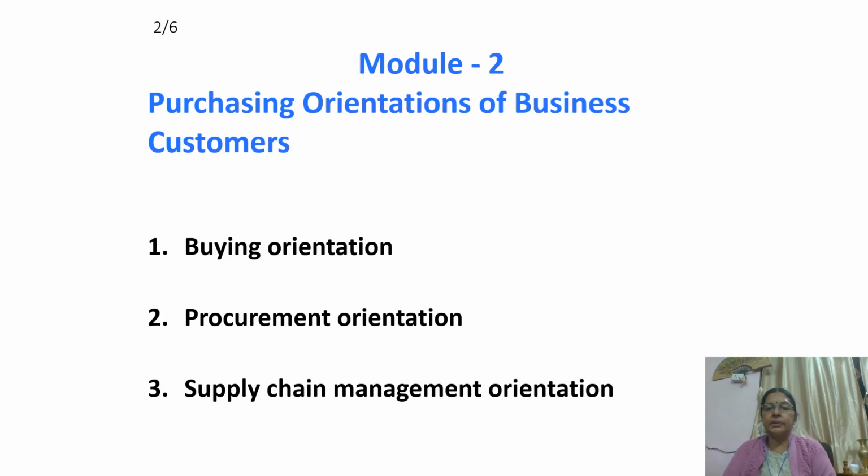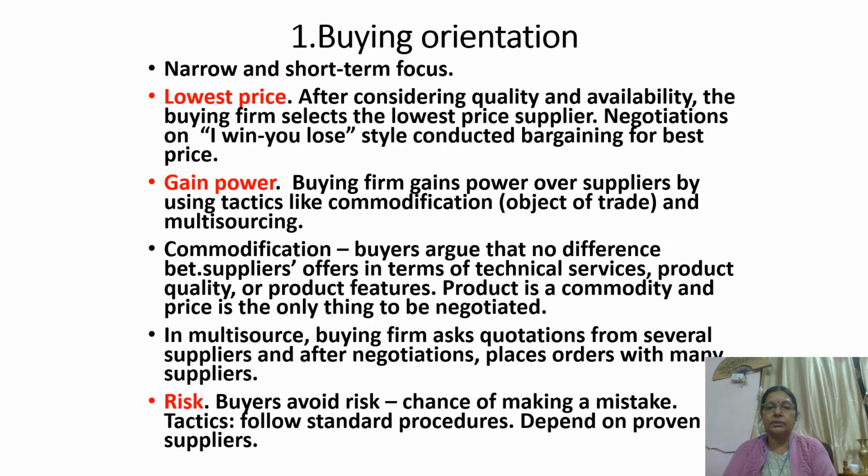So what is the purchase orientation, or what kind of purchases the business customers do? So they have buying orientation, procurement orientation, and supply chain management orientation. So we will see each one of them, what it means is the purchase orientation of business customers.